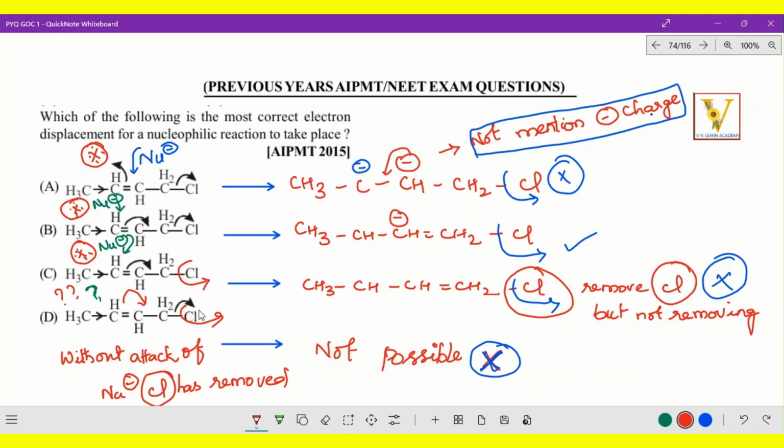See, from this question you will come to know how you have to move the mechanism while writing. You have to be very careful about the transfer of electrons, the minus charge, and the removal of the atom. These are all very, very important. So option 2 is the correct statement among these four options. Option B is the correct option. Yes, come on, let us go to the next question.